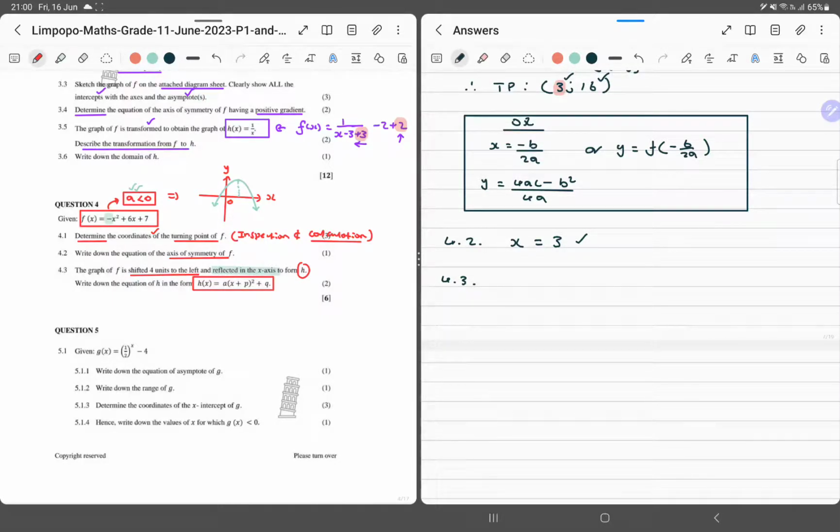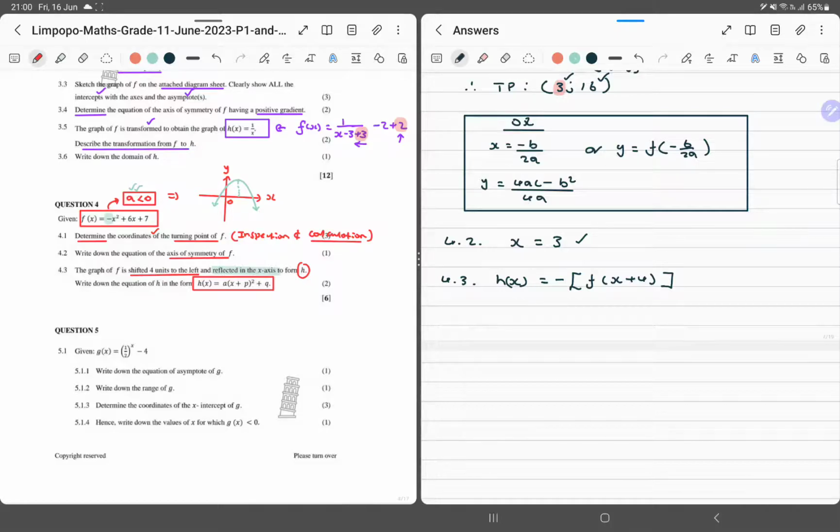Anyway, so now we know that h of x is basically equal to minus, because a reflection about the x-axis, we multiply the entire function of f by a negative. It's going to be minus into f of x. Now the x, if we're shifting it to the left by 4 units, we're going to say plus 4. So that is those 2 issues that we are provided here.